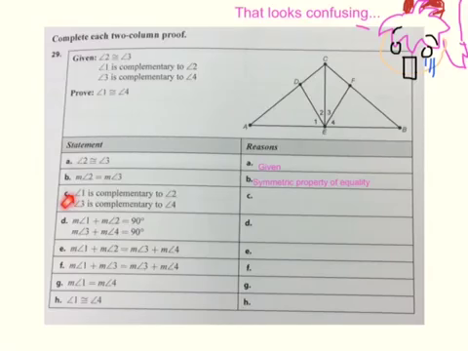So next we have angle 1 is complementary to angle 2. So saying right here, this is a 90-degree angle, and it's also saying that angle 3 is complementary to angle 4. So it is also saying that this angle and this angle make up a 90-degree angle. And if you also notice, this same exact information is up here. So we would also put this as the given.